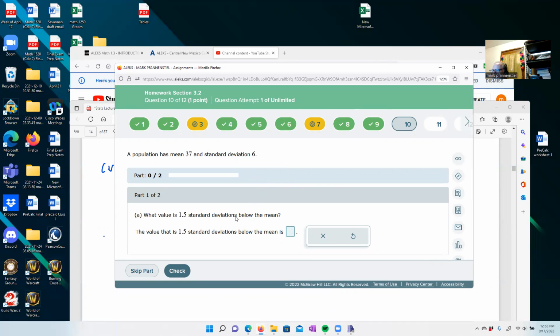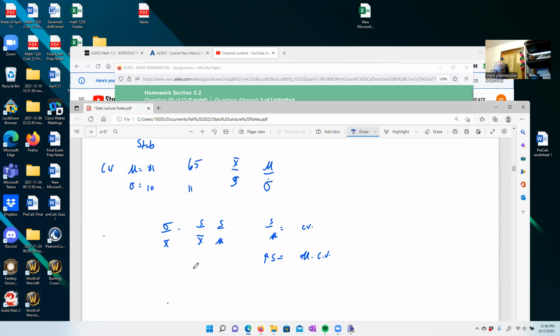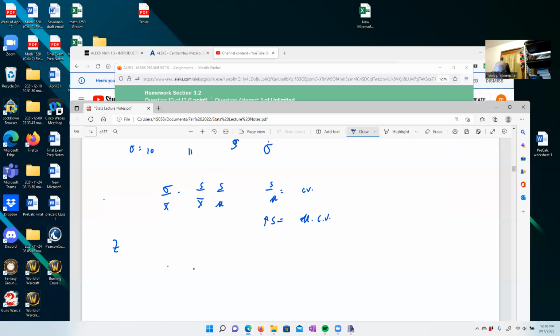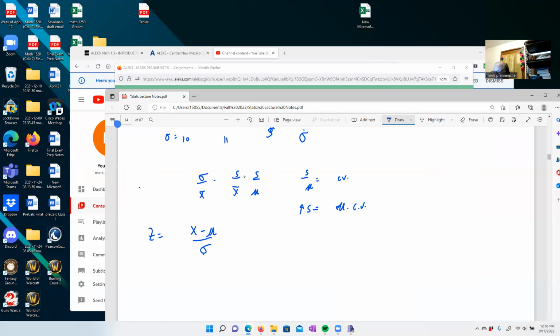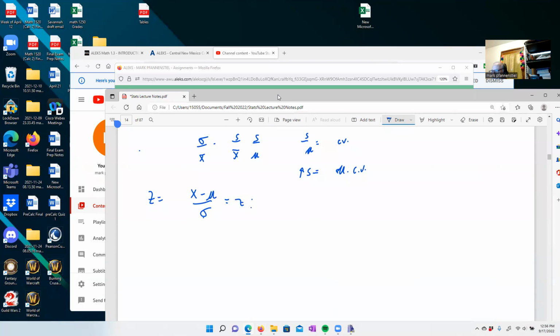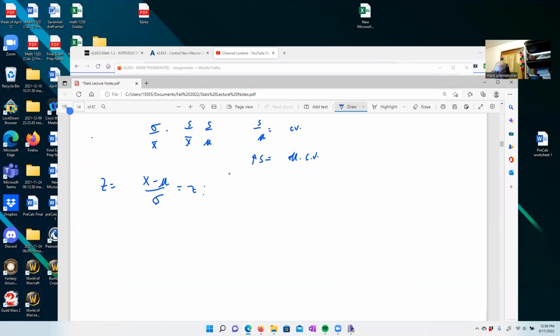Okay, now we get into something that's going to be a little bit more useful. What value is 1.5 standard deviations below the mean? Remember our z-score: x minus mu divided by sigma. They want to know 1.5 below, so I'm just going to solve this for x and see what happens. You can memorize this formula, although I would suggest memorizing the z-score and then working it out. I'll show you a little trick for it.